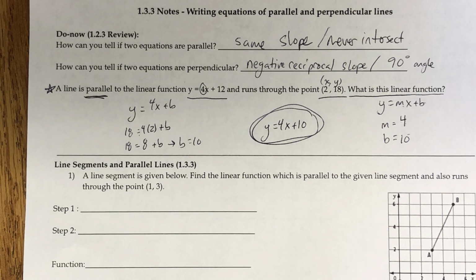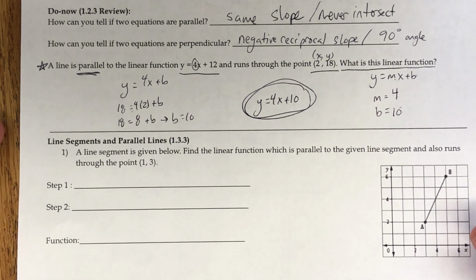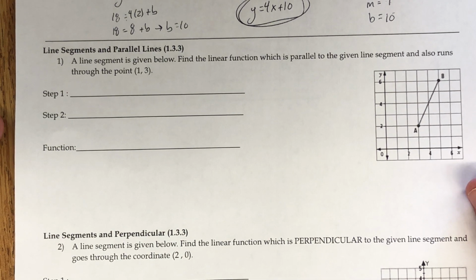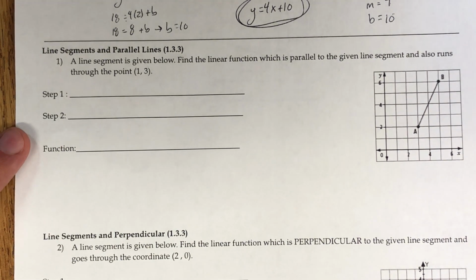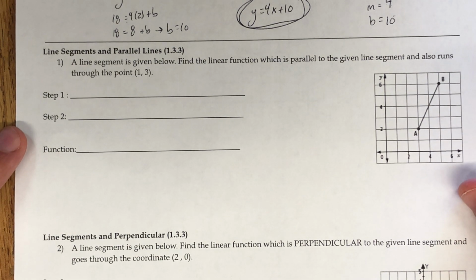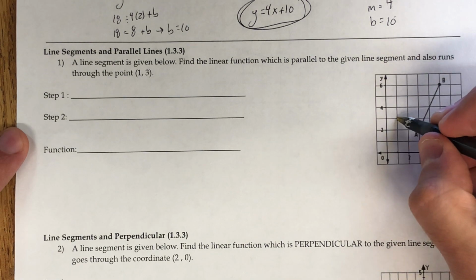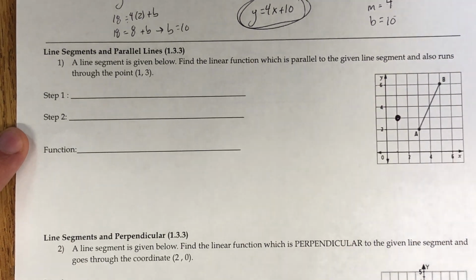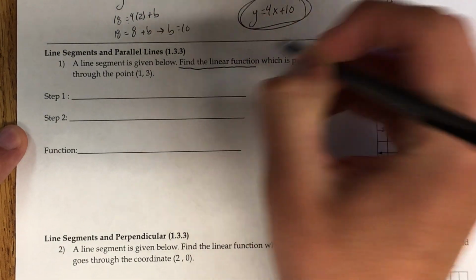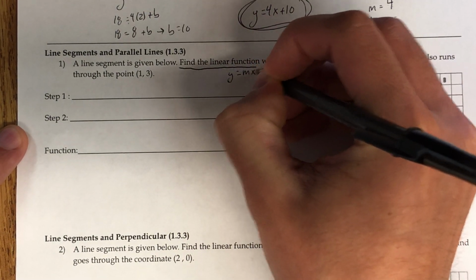So as we move into our 3.0 target here, you'll notice quite a few similarities. So let's read through our first question together. It says a line segment is given below, right here. Find the linear function which is parallel to the given line segment and also runs through the point 1, 3. Okay, so I graphed that point. You don't have to. So when we are solving this problem, again, it says find a linear function. So again, we should think slope-intercept form.